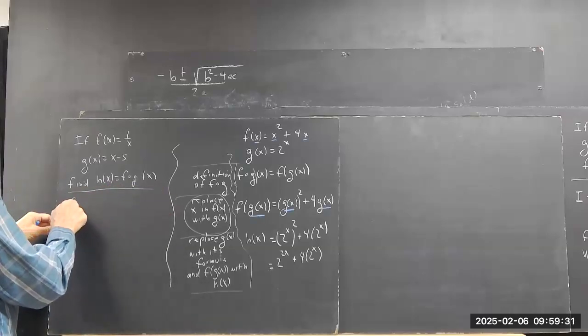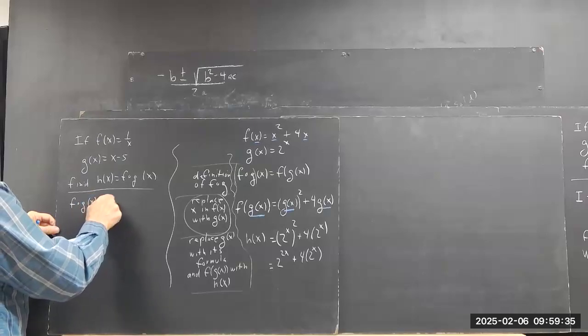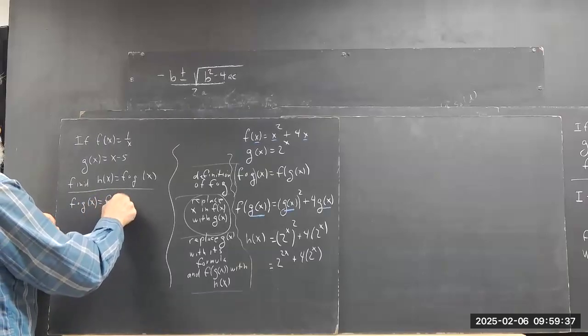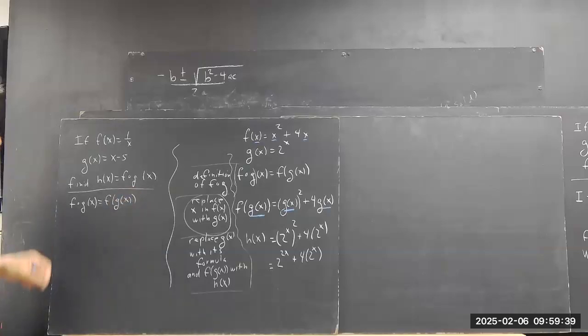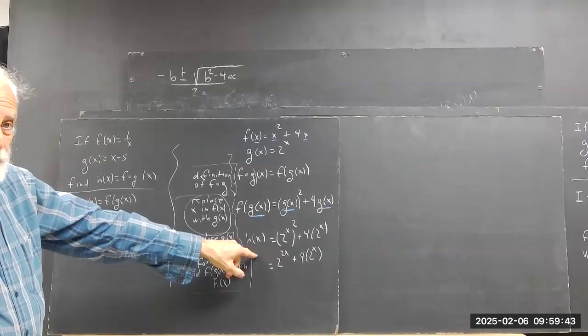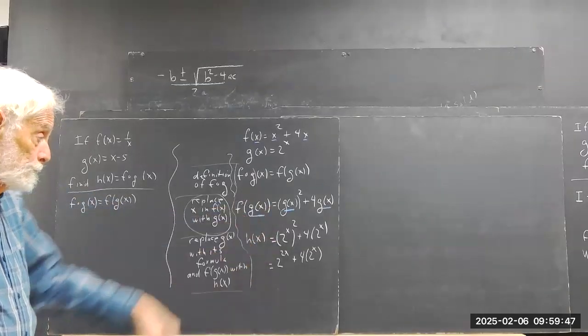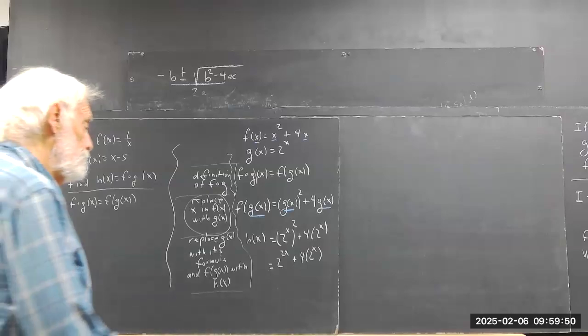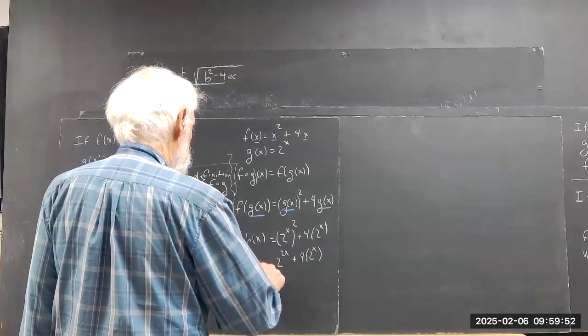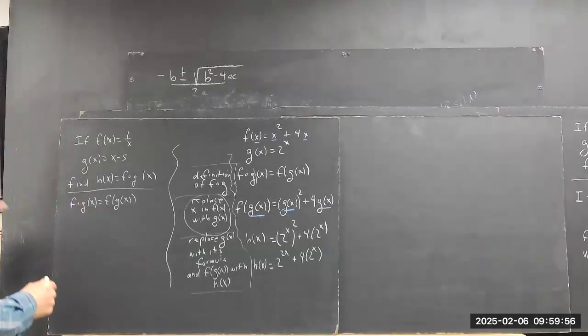Okay, so again, I recommend you write this down in 4 steps. The 4th step, you substitute. And I guess I should have written h of x here.